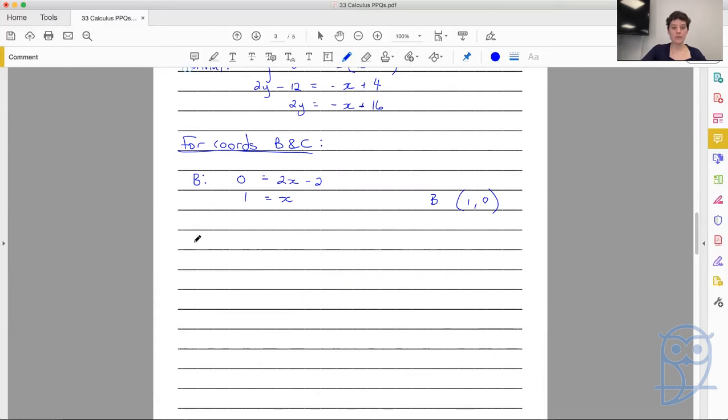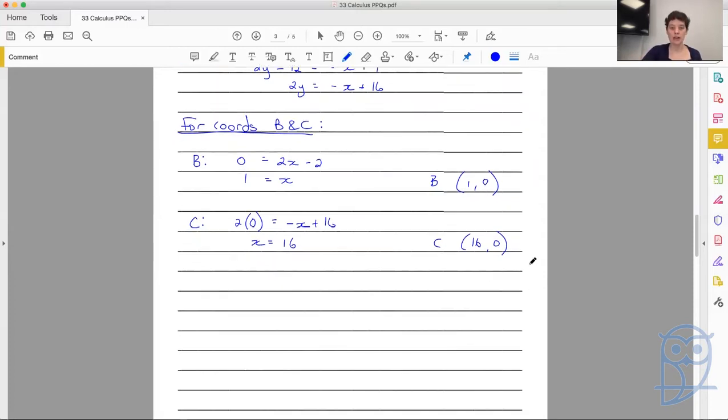For C, we're working with a normal. So we have 2 times 0 equals minus x plus 16. So x is just going to equal 16. So C is our point (16, 0). So we've now got the coordinates for A, B, and C. And we don't want to rush off and just calculate a whole lot of lengths and then work out the area of this triangle. We want to actually first sketch and understand what this triangle looks like.